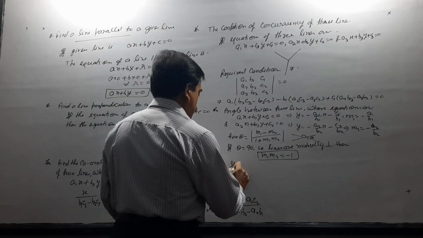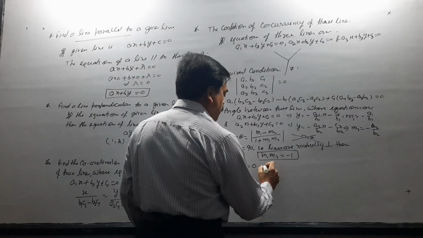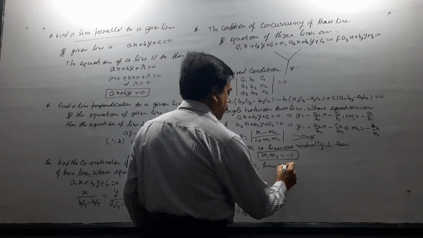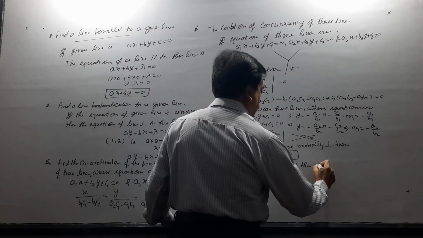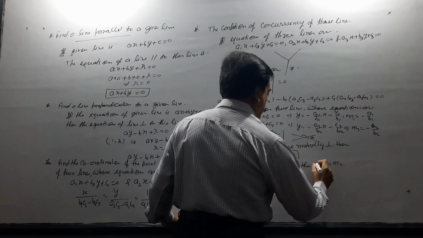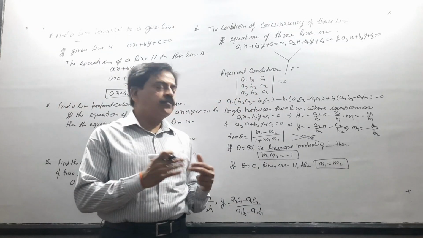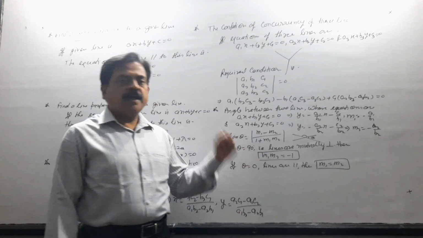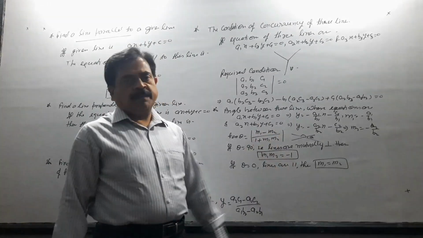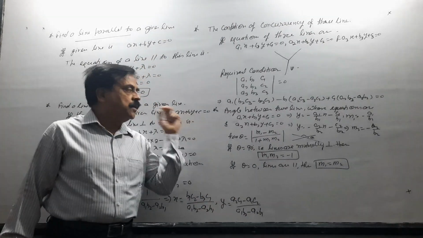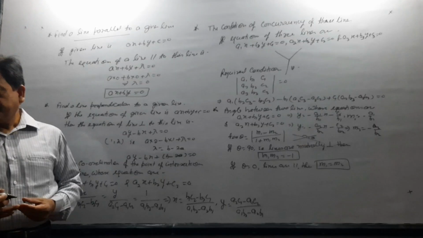Number 2, if theta is equal to 0, theta equals to 0 means lines are parallel, then m1 is equal to m2. Slopes of two lines are equal, means they are parallel, and if product of slopes is minus 1, they are perpendicular. So angle between two lines and two conditions are here.